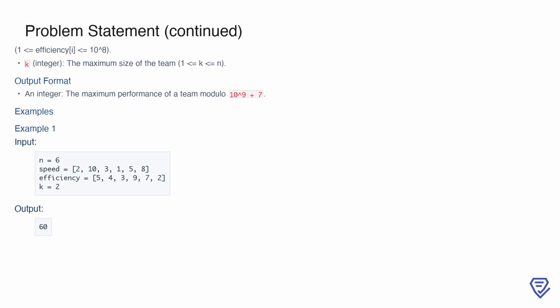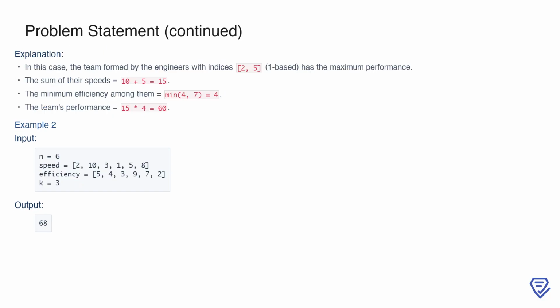To better understand the problem, we'll explore some examples. In the first example, we are given n equals 6, speed equals [2, 10, 3, 1, 5, 8], efficiency equals [5, 4, 3, 9, 7, 2], and k equals 2. Here, the maximum team performance is achieved by selecting the engineers with indices 2 and 5. These engineers have speeds of 10 and 5, giving a total speed of 15. Their efficiencies are 4 and 7, so the minimum efficiency is 4. The performance of the team is the product of the total speed and the minimum efficiency, which is 15 * 4 equals 60. Therefore, the output for this example is 60.